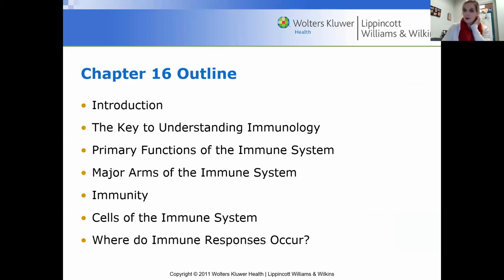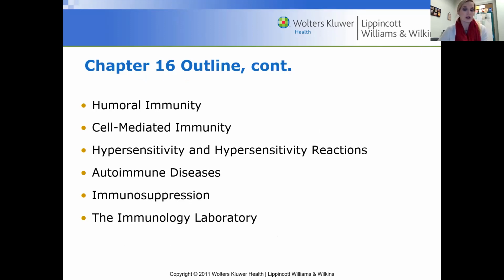We'll take a look at major arms of the immune system. You guys may be familiar with cell-mediated immunity versus humoral immunity. And we're going to be real brief with that. And I'll show you guys what I want you guys to be familiar with on that part. We'll take a look at those major arms of the immune system, different cells that are involved in immunity, where those immune responses occur. Again, we'll briefly discuss at the beginning and then a little bit later too, the difference between the two, humoral versus cell-mediated. And then we'll end with hypersensitivity.